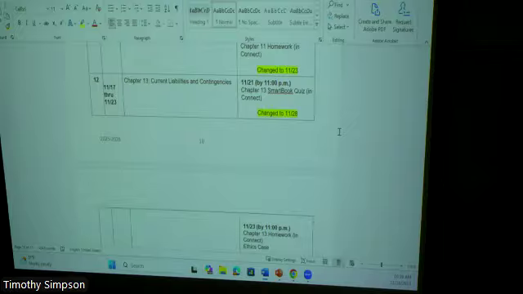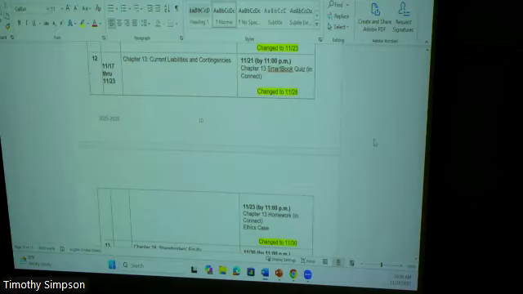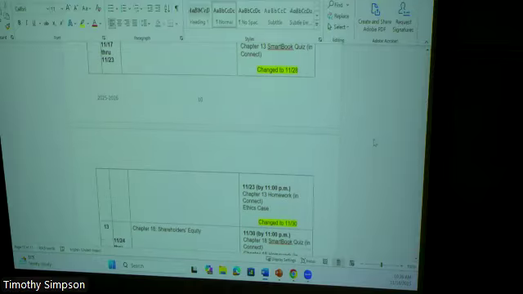Notice the due dates here with Chapter 13. Part of the problem is that I know that the SmartBook quiz is due 11/28, the day after Thanksgiving. If you want to do it early, feel free to do it earlier. In fact, feel free to do anything earlier as you approach this.